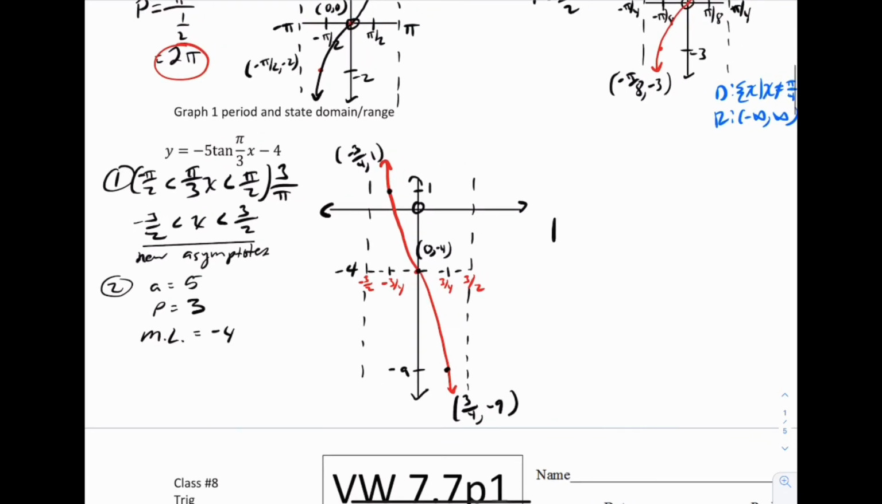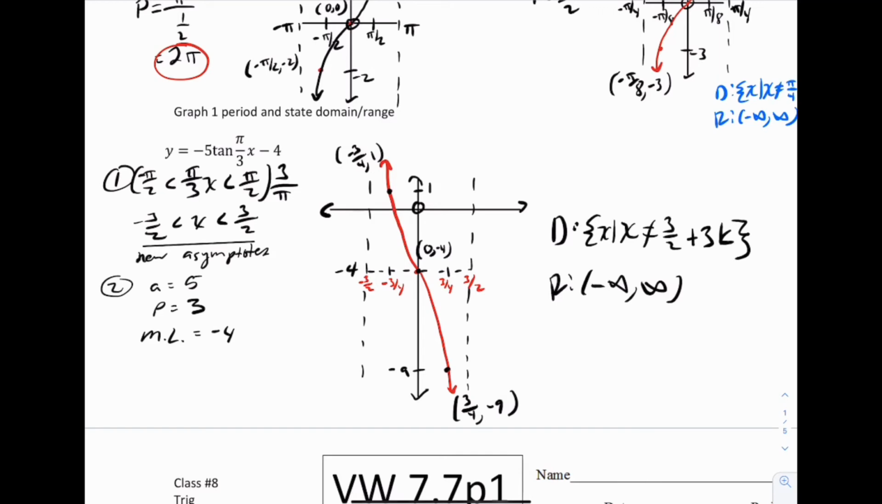Now for domain and range, again, the range is the easy part, that's just everything. And the domain is going to be all x, such that x cannot be, pick an asymptote. I'll pick 3 over 2 plus the period k, and the period is 3. And there's our tan graph. So now work on the tan practice problems.